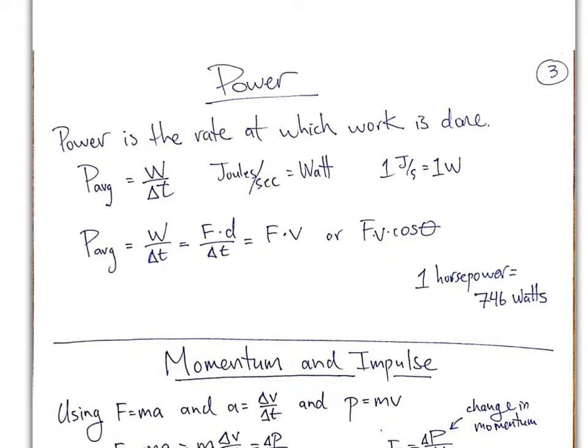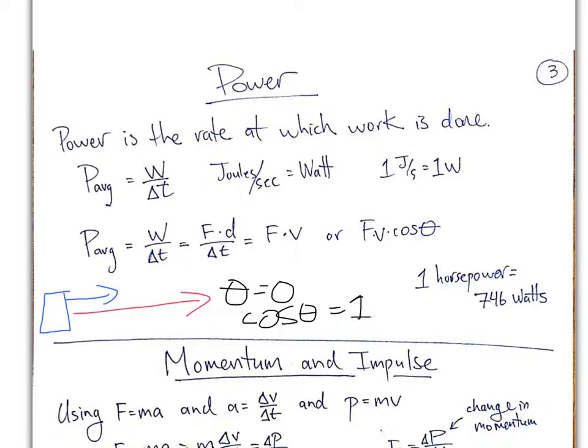So if the two are in the same direction, let's say we have a block here, and the force being applied is in the same direction, the angle between them would be 0, and the cosine of 0 is 1. So this formula just becomes this formula when the force is in the same direction as the direction of motion or velocity. And just a little side note, 1 horsepower is 746 watts.